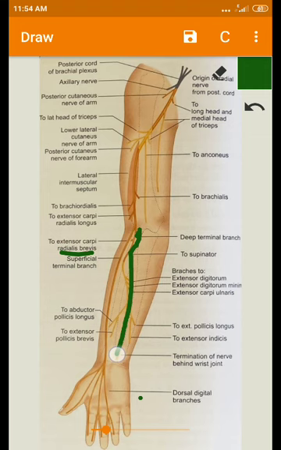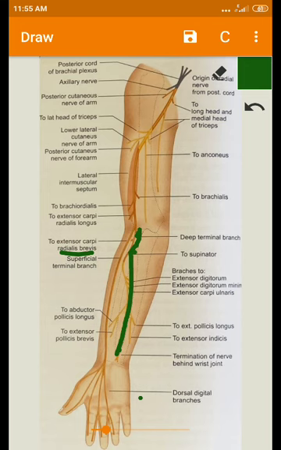And the upper part of the nerve is accompanied by the posterior interosseous artery, and the lower part is accompanied by the anterior interosseous artery. Okay, now this is about the course of the posterior interosseous nerve in the forearm.